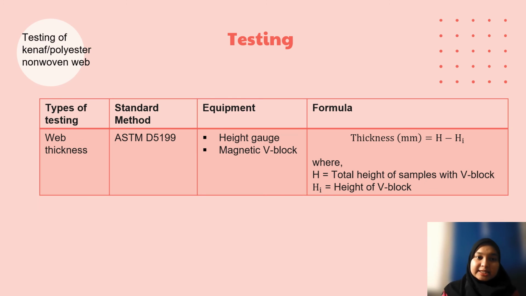To measure the thickness of the web, the sample must be pressed with 2 kPa force to demonstrate how thickness varies with pressure. The standard method for this test is ASTM D5199, and the formula is given in the table.